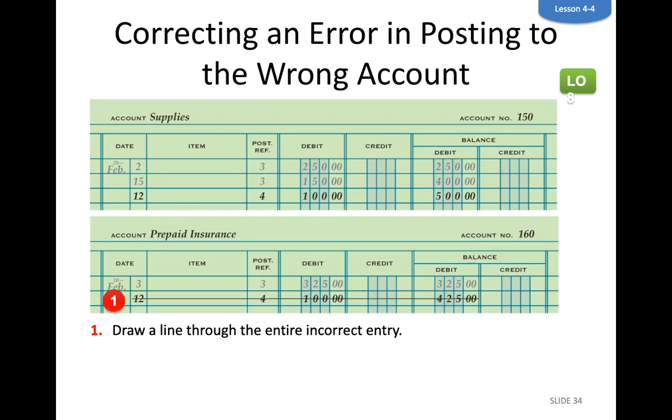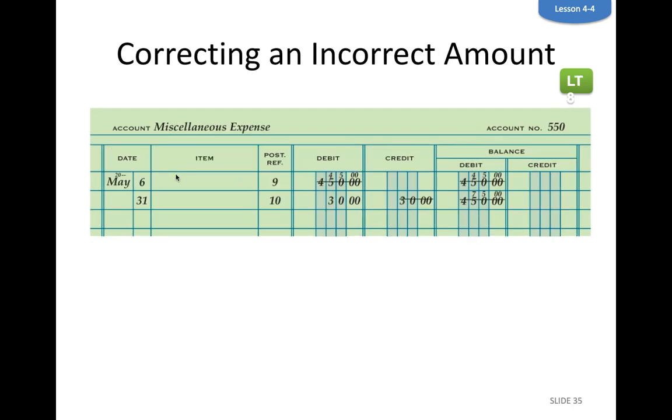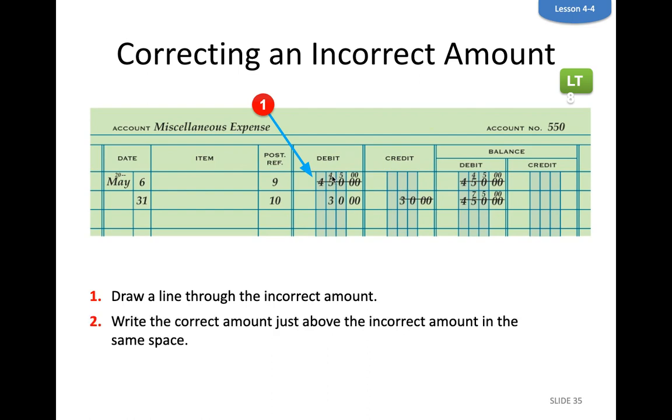So making correcting entries is what we do, either by crossing it out and then recording it on the correct ledger side there. If it's just an incorrect amount, like you posted something for miscellaneous expense for $450, but it should have been $45, you can cross out the amount like you do right there, and then just write the actual amount. So instead of $450, it should have been a debit for $45, and then we're going to be good there.